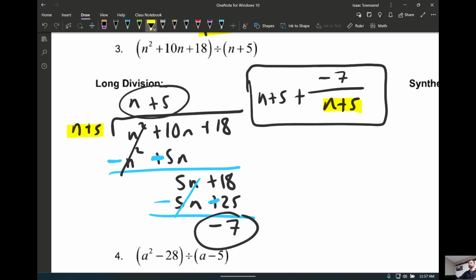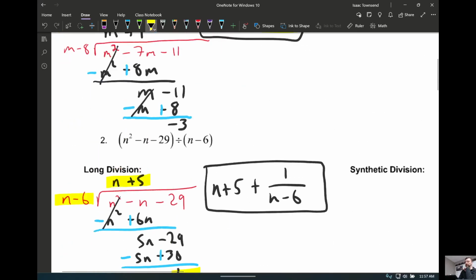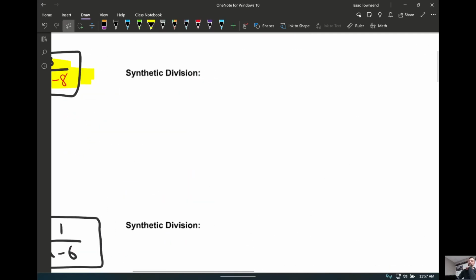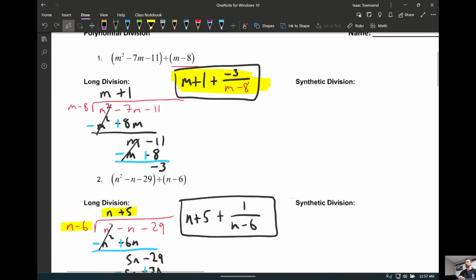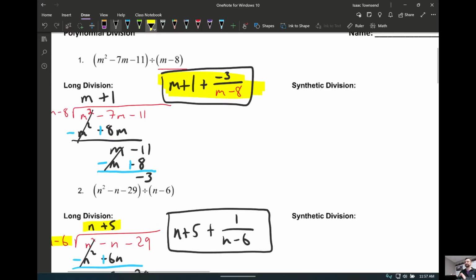Okay, so I will ask you to practice a couple more of those that we will check together. But for now, let's go back to question 1 and look at synthetic division. Okay, so exact same question as we did over here, but instead of long division, synthetic division. So I will tell you that synthetic division does not always work.